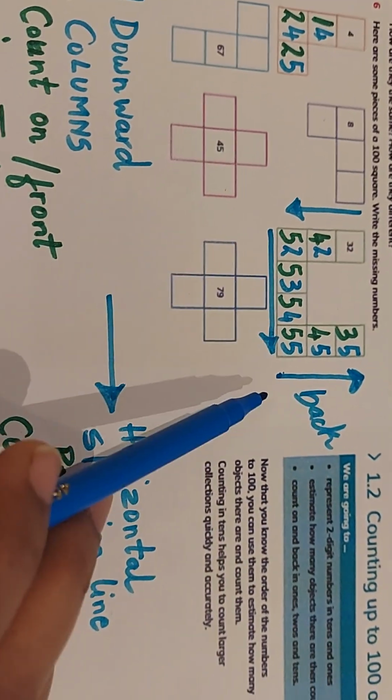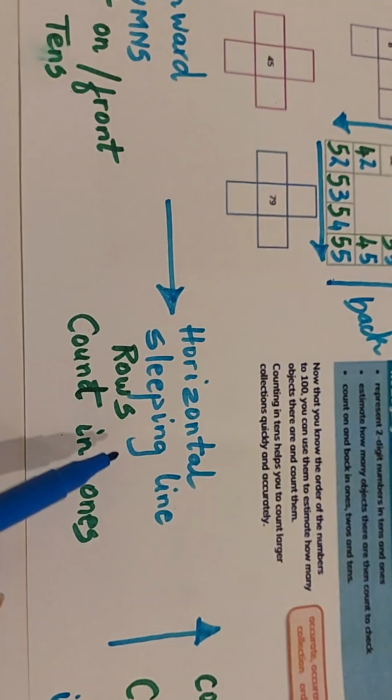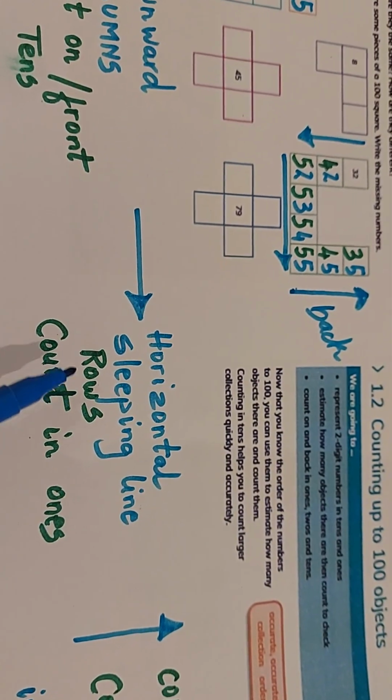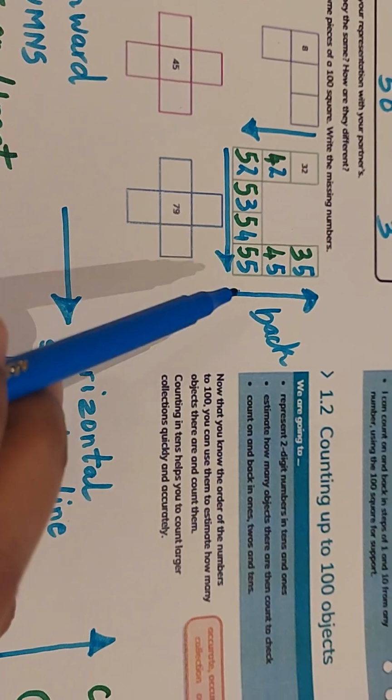And when they go across the row, that is the horizontal line or sleeping line, now they have to focus on rows. So count in ones only. Count in ones, 50 will remain the same. So only the ones is changing, 52, 53, 54, 55.